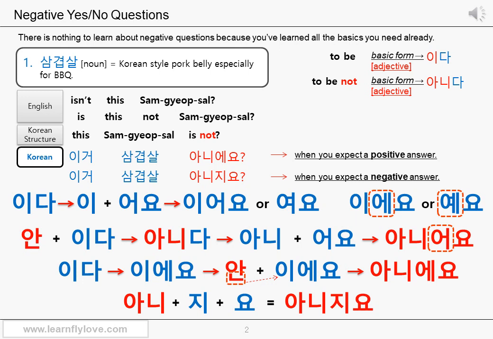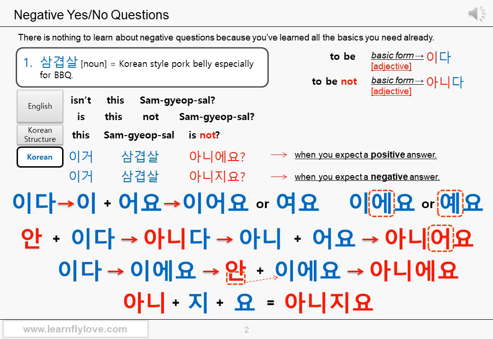The first sentence, isn't this 삼겹살, is the contracted negative question. And the second one, is this not 삼겹살, is the uncontracted negative question in English. It doesn't really matter what they are called in English grammar though. It is said that, in English, negative questions can be used to ask for confirmation of a positive belief or a negative belief, but it rather depends on the context or the situation than the sentence itself. But in Korean, there is a special ending that is used to ask for confirmation of a negative belief. Let's learn about that on this page.